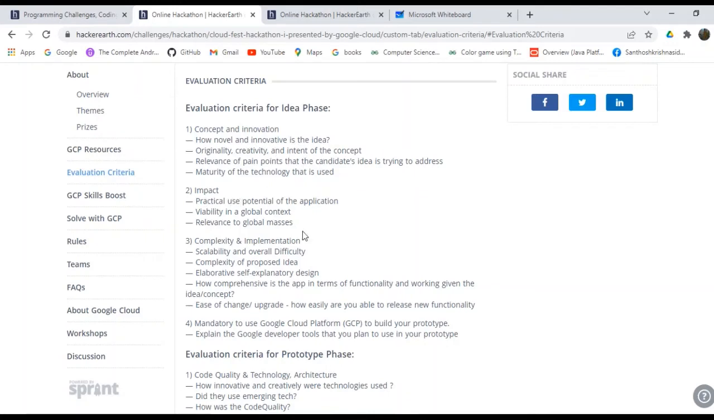Next, for impact, there are 3 important points: the practical use potential of the application, viability in a global context, and relevance to global masses. Next, the third one, complexity and implementation.